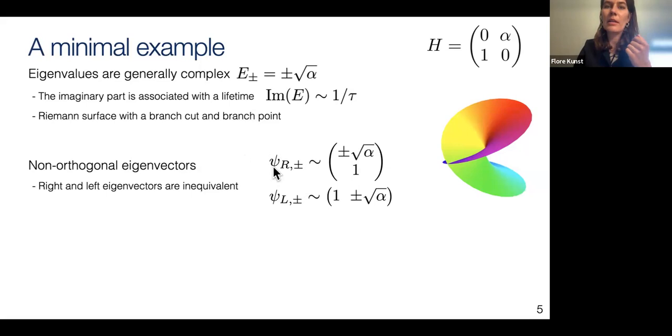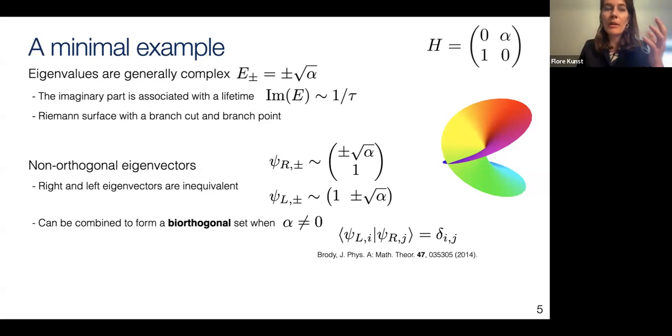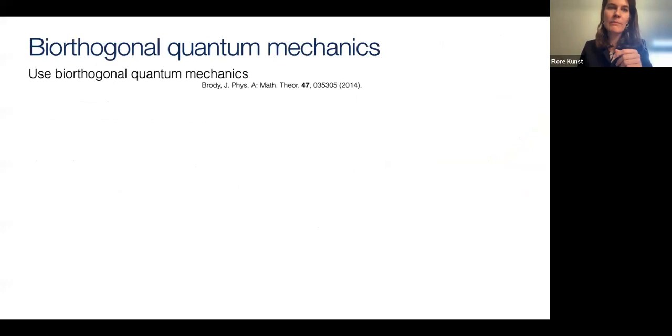So if I take the dagger of the right eigenvectors, which normally gives me the left eigenvectors, you see you get something else here. However, you can remedy this situation, if you will, by taking an orthogonal set as long as alpha is non-zero. So you can take the inner product between the left and the right and normalize those. And this then gives you what is known as orthogonal quantum mechanics.